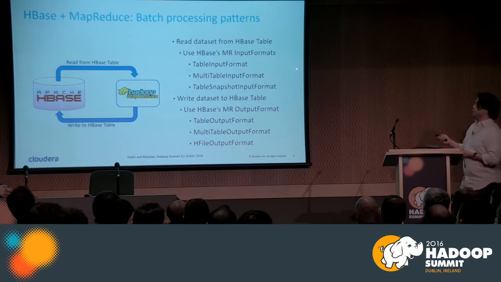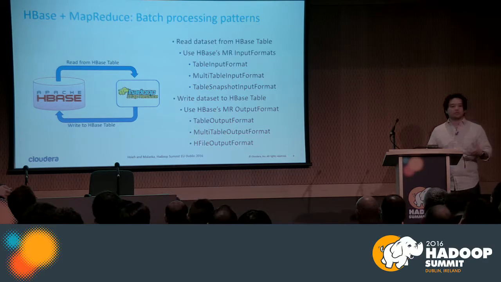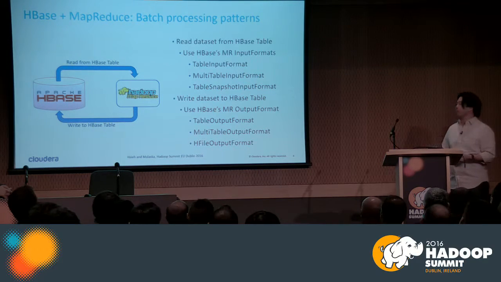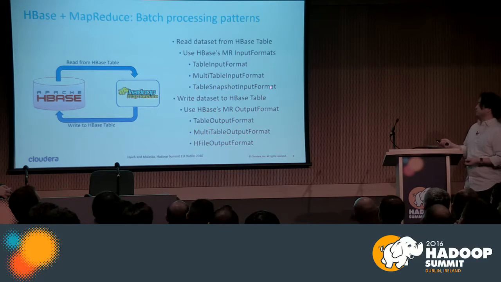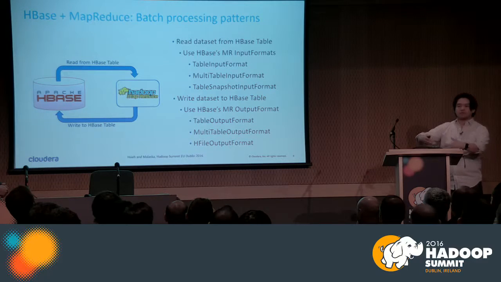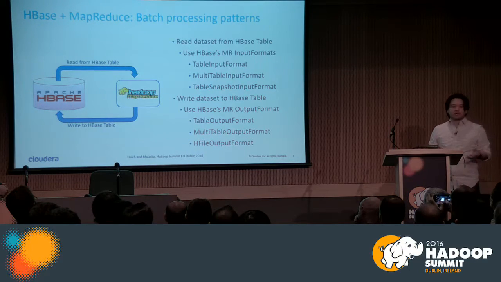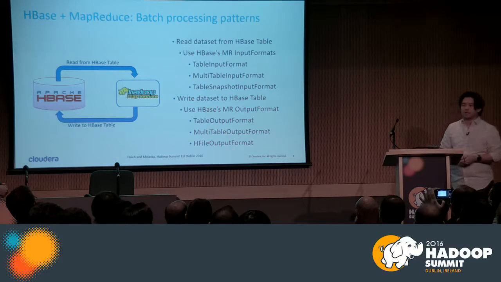And we have three that are the most common: the table input format and the multi-table input format, which use the low latency read operations for HBase, and the table snapshot input format. So this is what you would use if you were to take a snapshot of a table and work directly against the snapshot of the data. It's about 3 to 5 times more throughput if you use that approach.